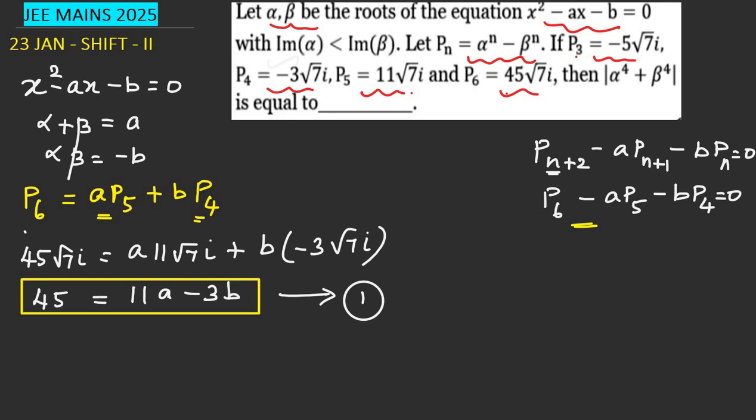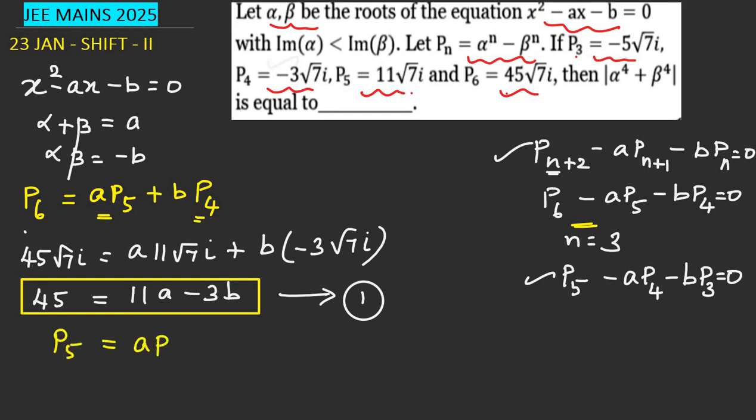Next, taking n is equal to 3, the given equation becomes, we get P5 minus aP4 minus bP3 is equal to 0. The first one was n is equal to 4, so now this is n is equal to 3. And this given equation can be rewritten as P5 is equal to aP4 plus bP3.